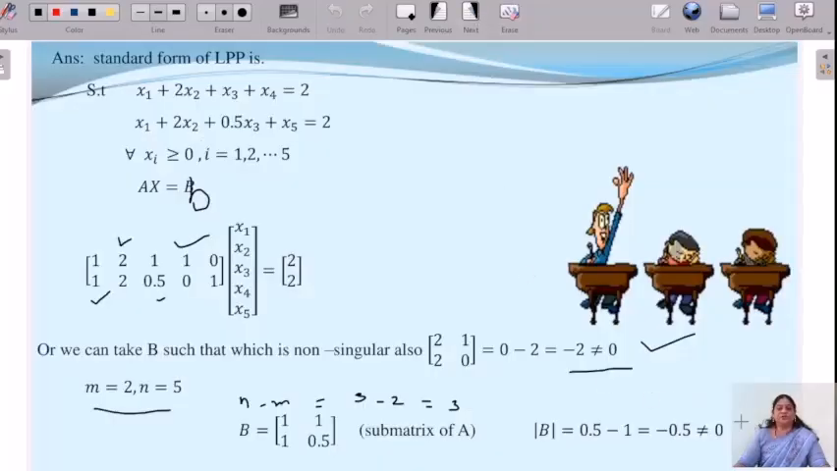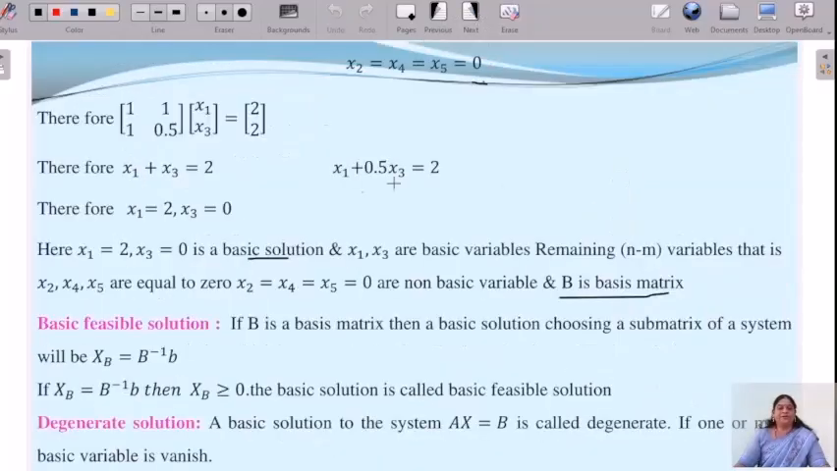This one also contains a basic variable having value 0. See, x3 is equal to 0. It is a basic variable, but it vanishes. Therefore, this solution is not a unique solution.